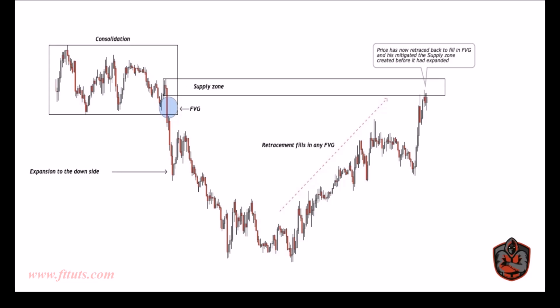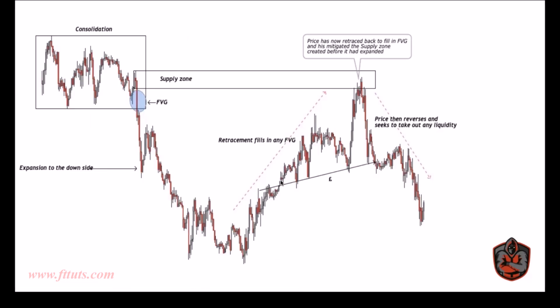Now, if I go to this example here, number 1, consolidation. Number 2, expansion happened, created inefficiency. Number 3, price pulls back to fill in that inefficiency. Number 4, price mitigates that supply zone. And then we get that reversal.